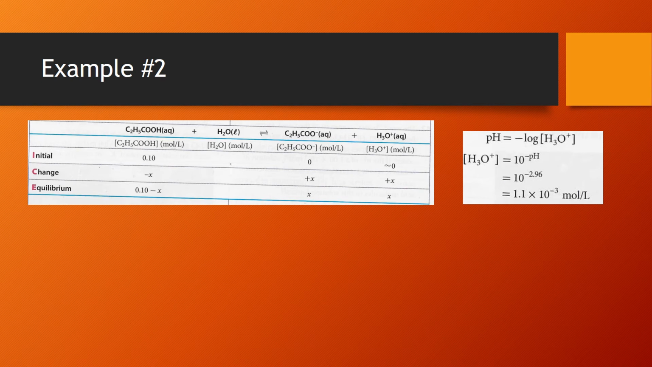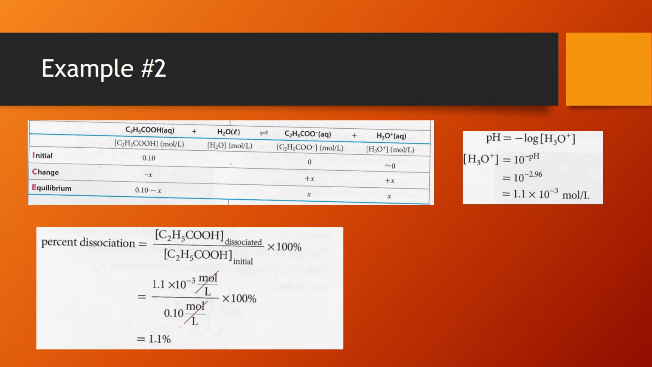We know the pH, so we can use that formula to figure out the concentration of the hydronium ion at equilibrium. Using this, we can find that x is also equal to the hydronium ion concentration, which makes the conjugate base also equal to the hydronium ion. So now that we know our x value, or our dissociated concentration, we can plug that into our formula and get an answer. We get an answer of 1.1%. This means that 1.1% of propanoic acid has been dissociated.